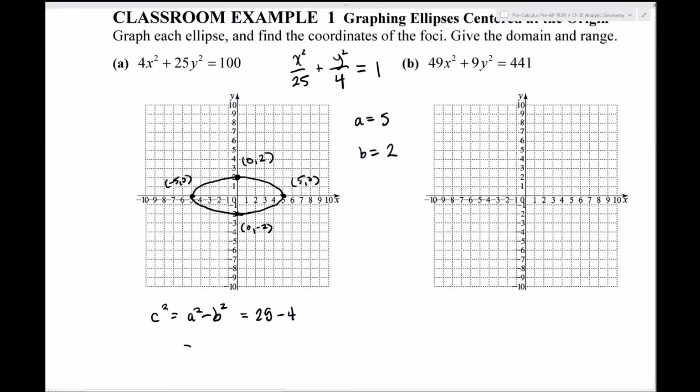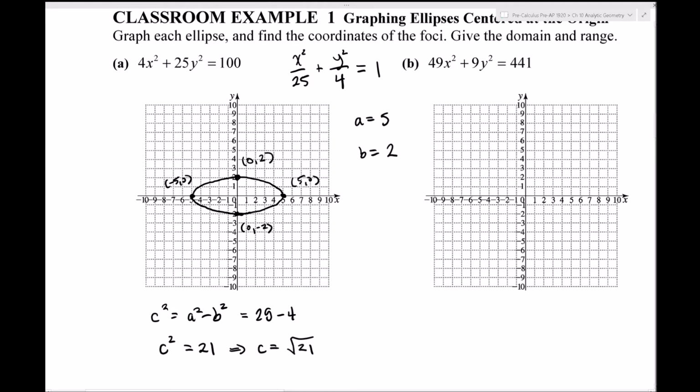And you get 21. So c squared is equal to 21, which implies c is equal to the square root of 21. And remember, c is a geometrical value, or it corresponds to the length of a geometrical figure, so it's going to be positive. We're not going to consider the negative situation. So c will equal the square root of 21. So what that means is square root of 21 to the right and to the left of 0, 0.